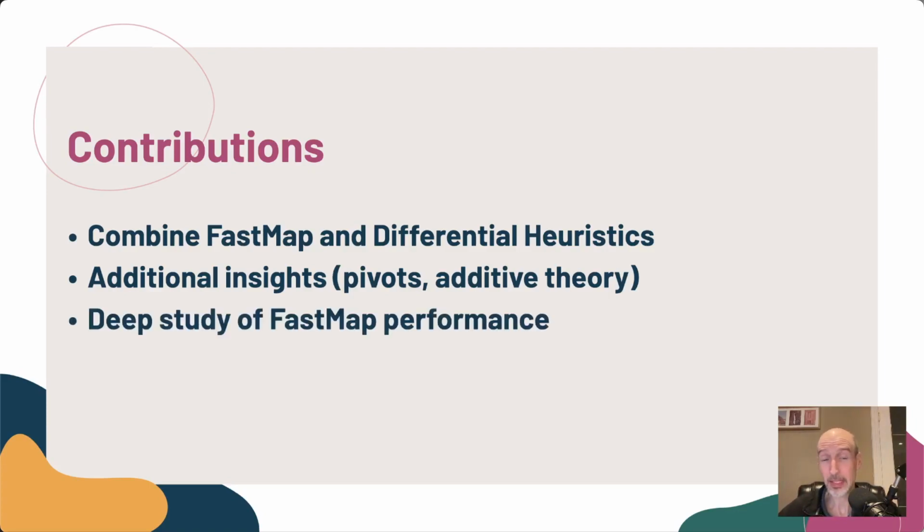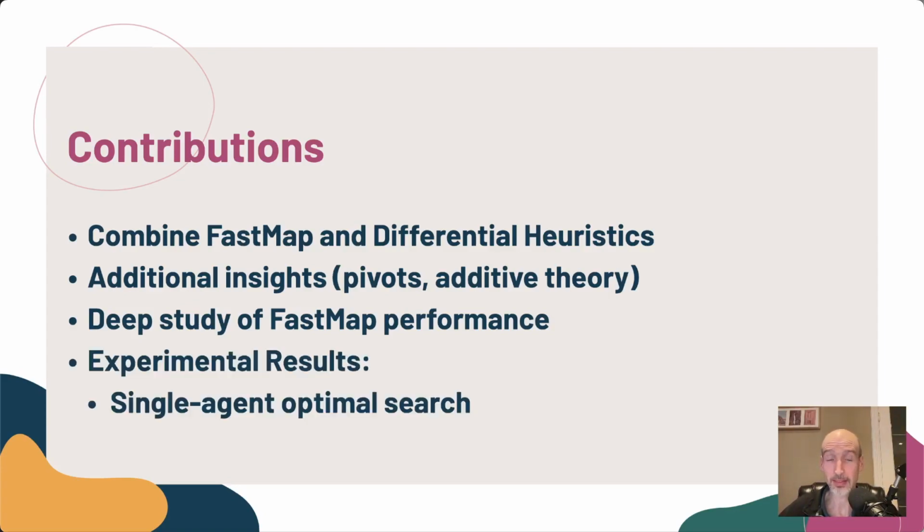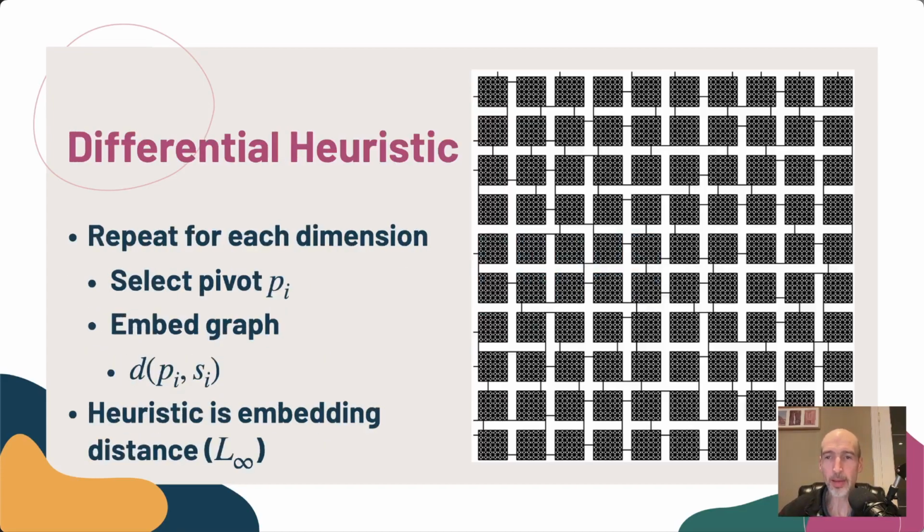And then we have a deep study of FastMap performance, and we'll show that we've looked at quite a few additional maps and metrics over the original paper. Finally, I'll present a subset of what's in the paper of single agent optimal search problems results, and also the multi-agent meeting problem, which is a problem where a bunch of agents have to find somewhere to meet in the map.